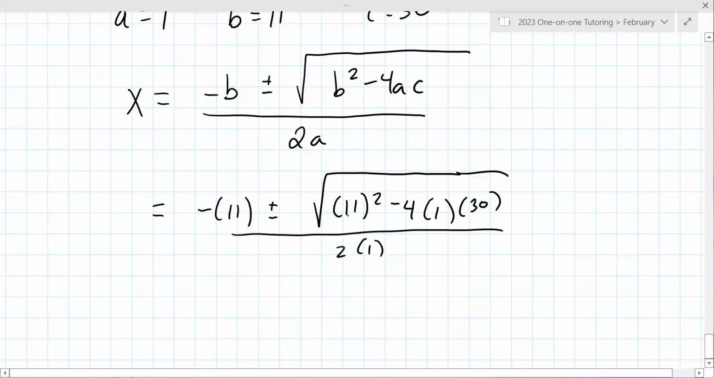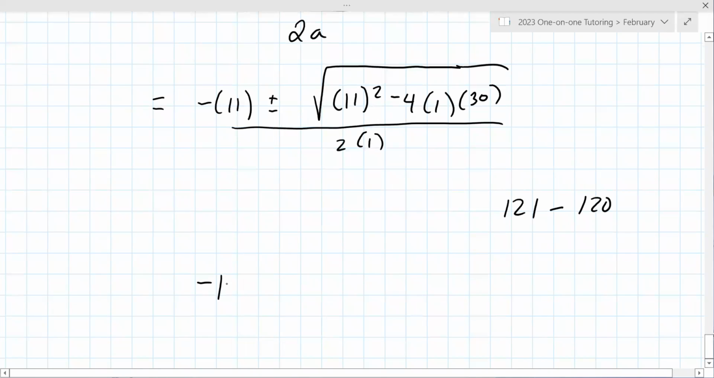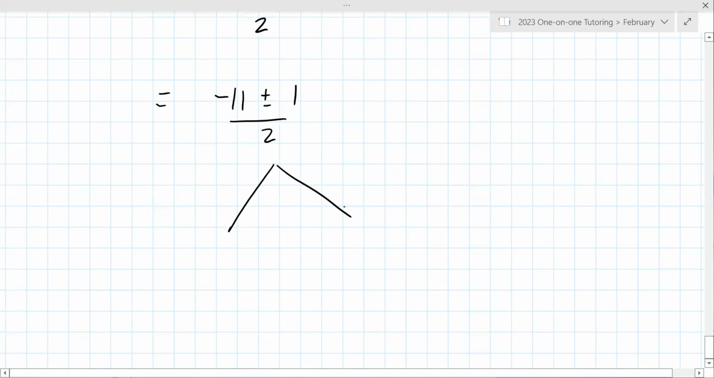Okay. So when you're doing this part by hand, 11 squared is 121 minus 4 times 1 times 30, which is 120. So 121 minus 120 is 1. So you have minus 11 plus or minus the square root of 1, all over 2. What is the square root of 1? 1. So this becomes negative 11 plus or minus 1 over 2. Go ahead and do that. Let me know your final answers here.